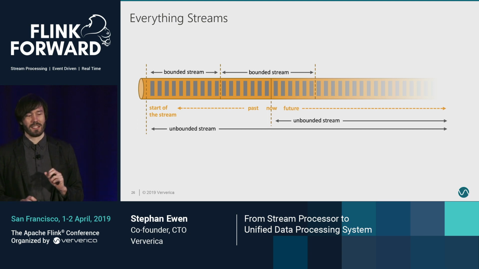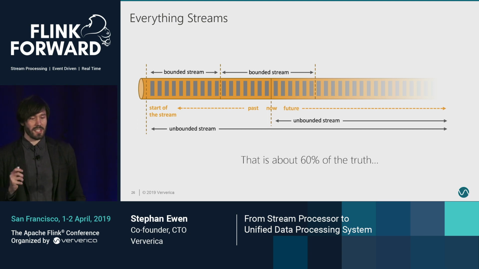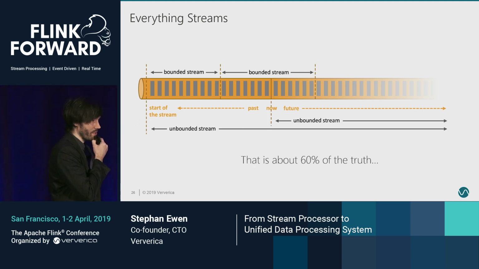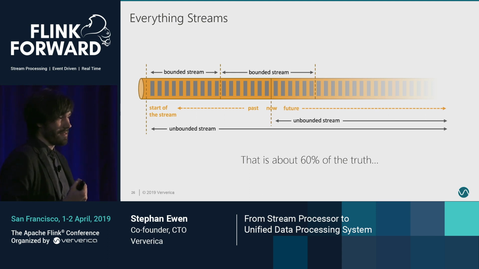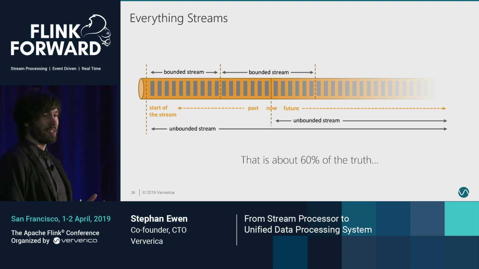So in that sense, yes, batch processing is a special case of stream processing, but I think this is about 60% of the truth only. If you've used Flink for a little bit, you can see this in a very obvious case. You can use the DataStream API, for example, to process a bounded data stream, but it's probably not the best idea to do that if you're processing data from the past. It's probably better to use the DataSet API, which is much more efficient at doing this.